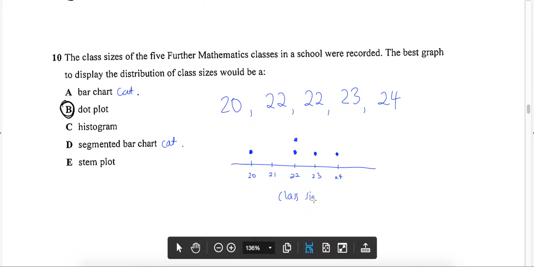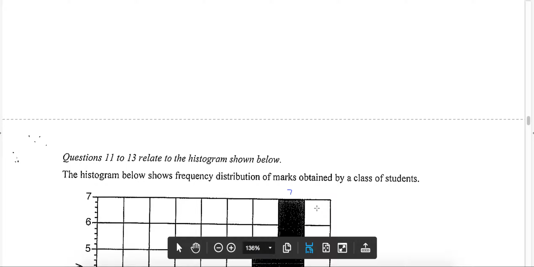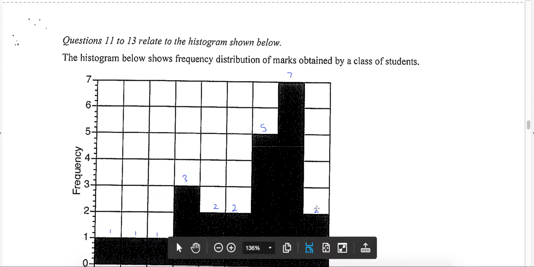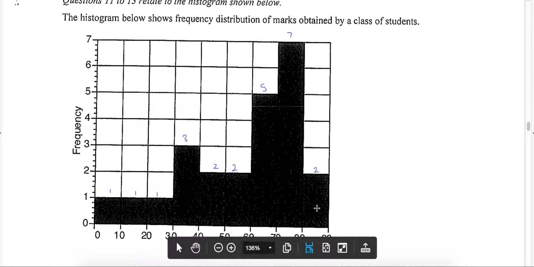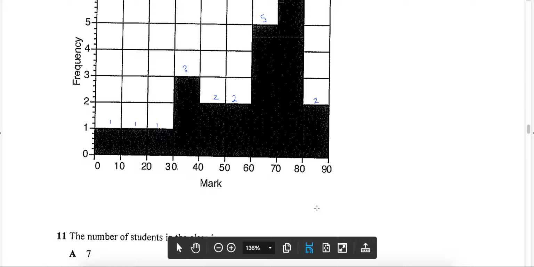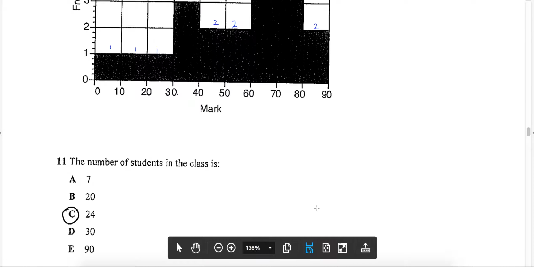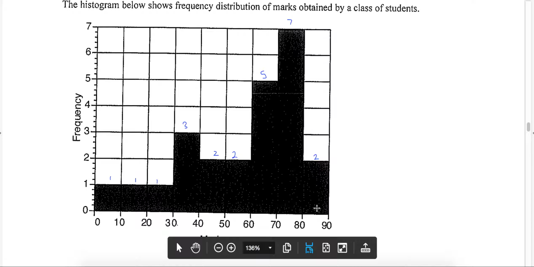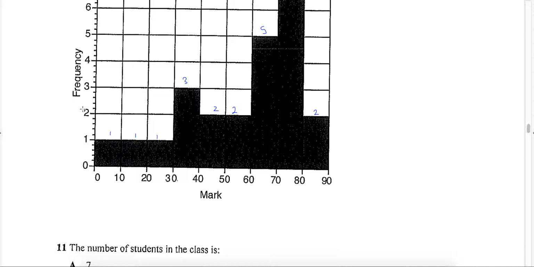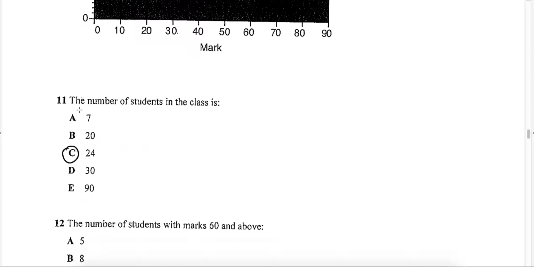Moving on now to number 11. This question here, there were quite a few errors with this one, so I just want to let you know, first of all, the number of students in the class, you're not told. So do what I've done here, put a number at the top of each column, and then we're just going to add them all up because that will give us the total frequency. Frequency's on the side here. So you should get 24.